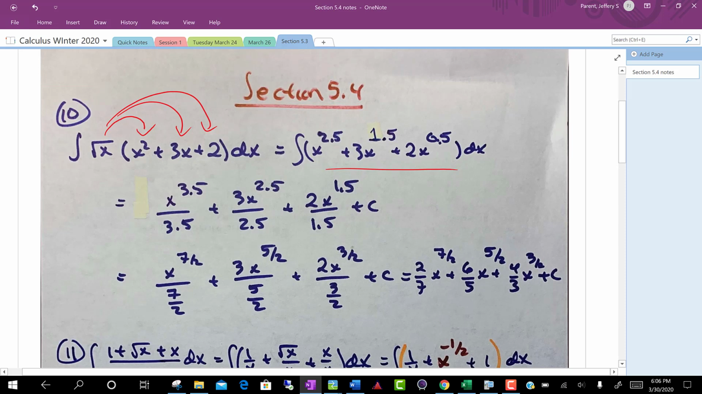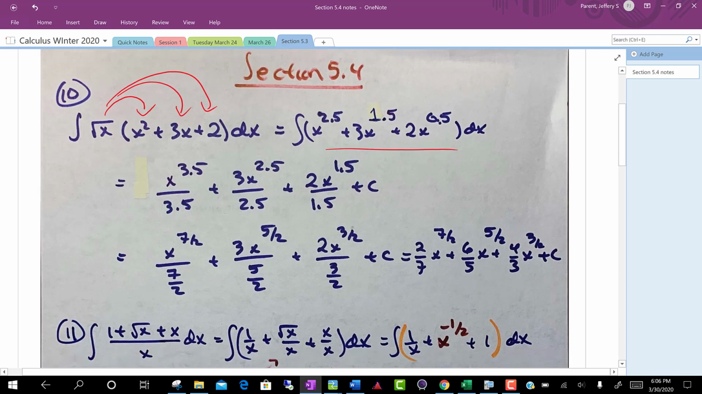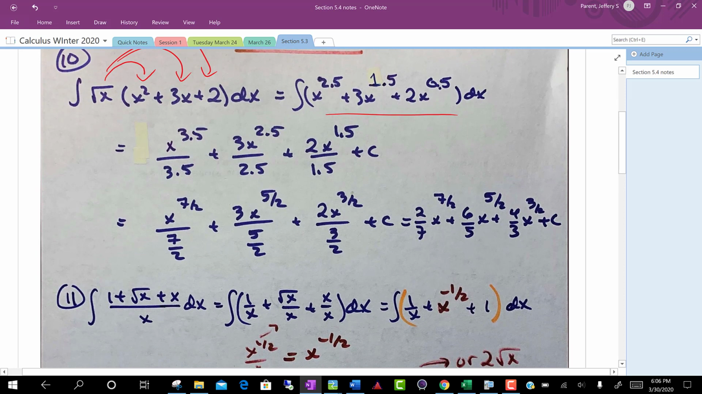Now from there, I realized that I'm going to have to work with these things as fractions. So I wrote numbers like 3.5 as a fraction, 7/2. And again, these match, that's good. When you divide by a fraction, the trick is to invert and multiply. So dividing by 7/2 is like multiplying by 2/7 and so on. Dividing by 5/2 is like multiplying by 2/5.